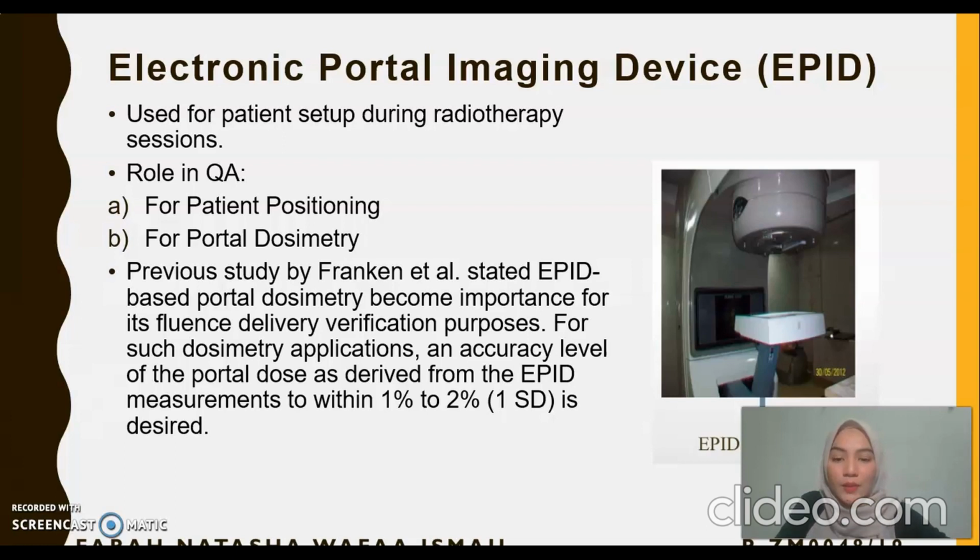Quality assurance procedure in radiotherapy generally demands dose measurement as well as patient positioning check. Thus, electronic portable imaging device plays an important role in quality assurance for modern radiotherapy. For example, IMRT, intensity modulated radiotherapy. Like the image attached here, the LINAC machine, the LINAC modalities.